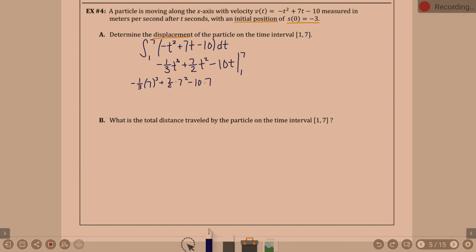And I'm just writing it out. I will do the cleanup here in a moment. And then what's the other piece of this? That's putting in the 7, and then we are going to plug in 1, and it's going to be subtraction, right? So I'm going to say minus the quantity, negative 1/3 times 1 cubed plus 7 halves times 1 squared minus 10 times 1.